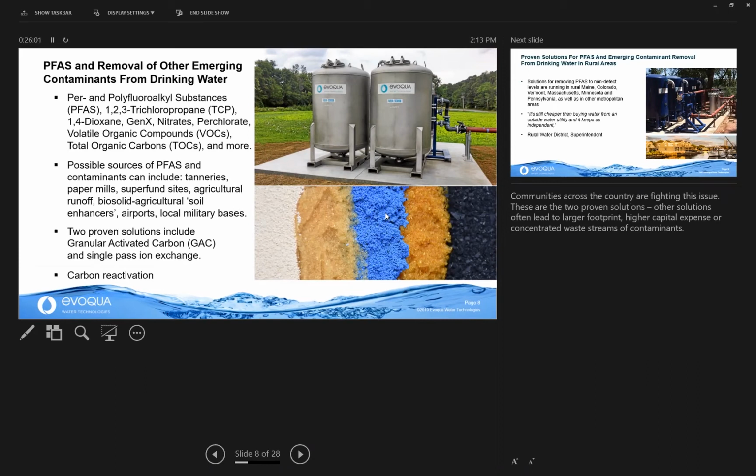In particular, two proven solutions for treatment of PFAS are granular activated carbon and single pass ion exchange resin. The benefit of granular activated carbon is that it can be reactivated and beneficially reused. So it's more of a sustainable option as opposed to the single pass ion exchange resin.